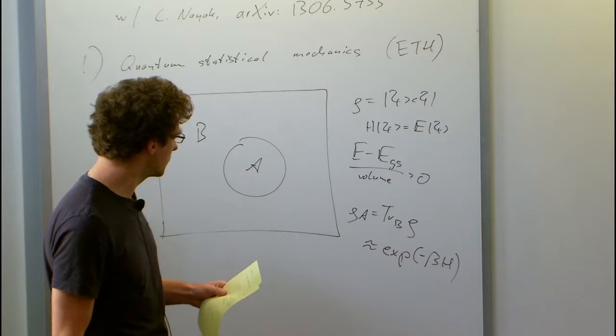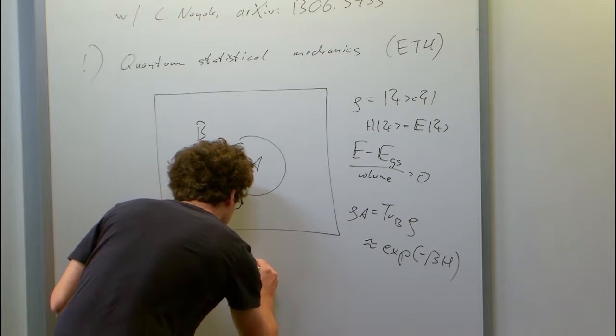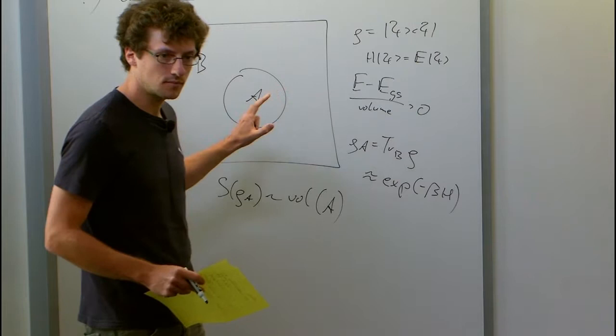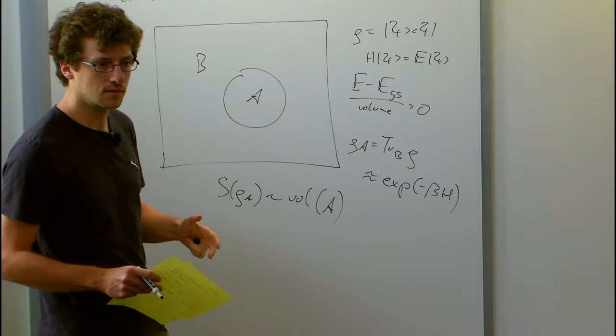Maybe in this audience, the more intuitive way to look at this is to calculate the entanglement entropy of this reduced density matrix, and then observe that this follows a volume law. So the entanglement entropy here is proportional to the volume of this region A. This is not what we're used to thinking about in tensor networks, where we're usually dealing with ground states of local Hamiltonians which have an area law.